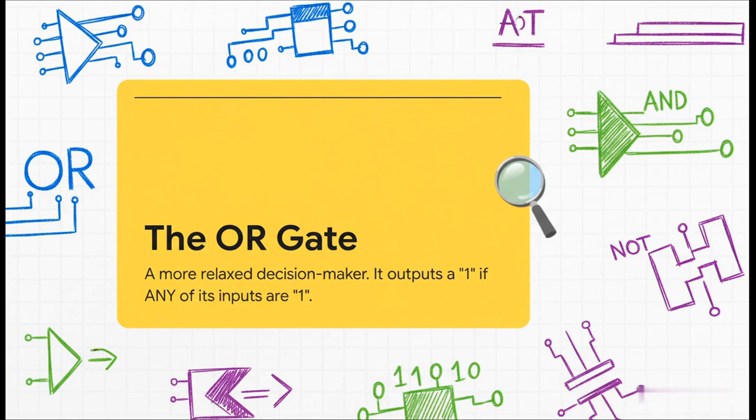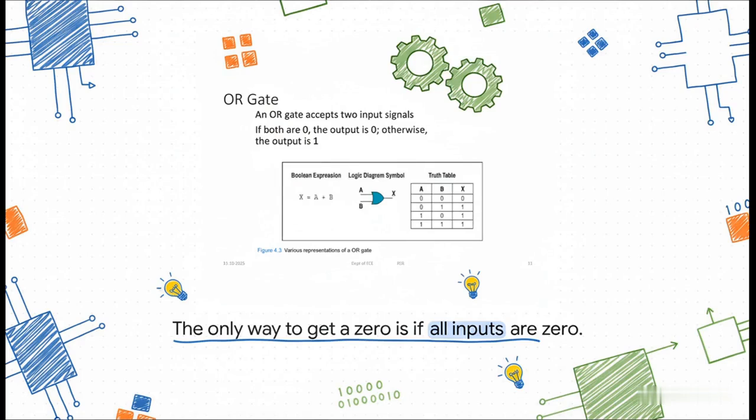As long as it sees at least one on signal coming in, it's like, yeah, sure, come on through, and sends an on signal out. And again, the truth table lays it all out for us. I mean, look at it. The only way you're ever going to get a 0 out of an OR gate is if everything you put in is 0. Any other combination, you're getting a 1. It's the total opposite philosophy of that strict AND gate.